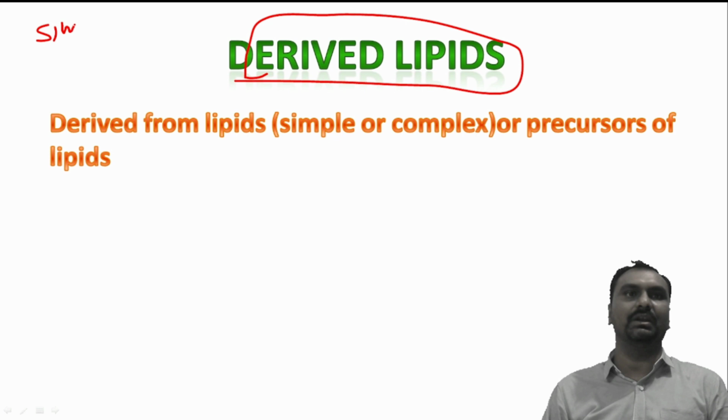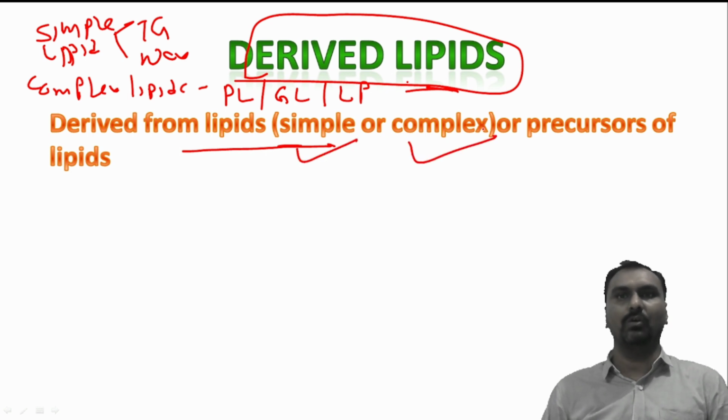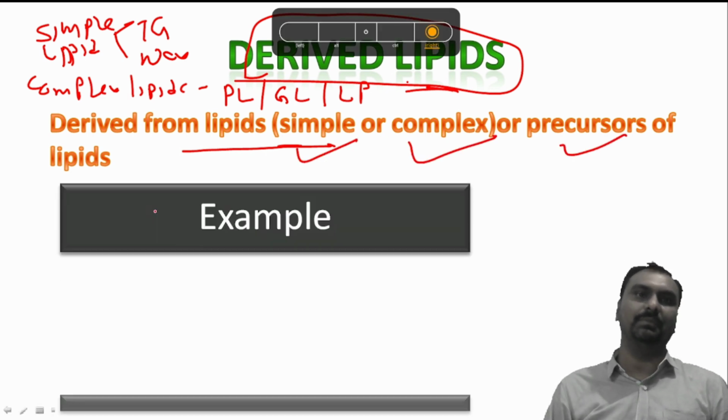We have seen about the simple lipids, where the examples are triglyceride and wax. Complex lipids, the examples of complex lipid are phospholipid, glycolipid, and lipoprotein. While the derived lipids are derived from the lipids, either from the simple or complex, or they will be the precursor of the lipids.